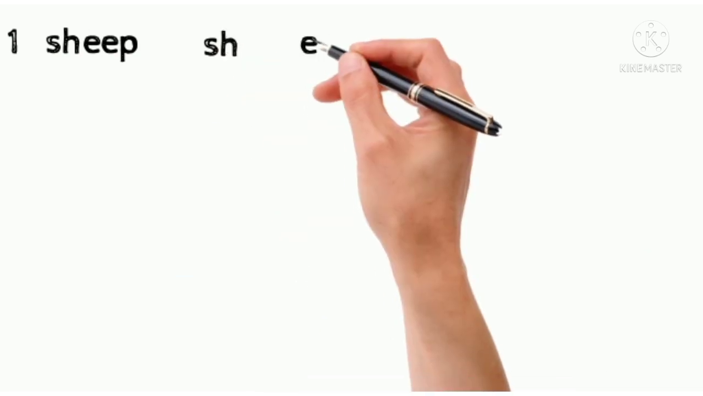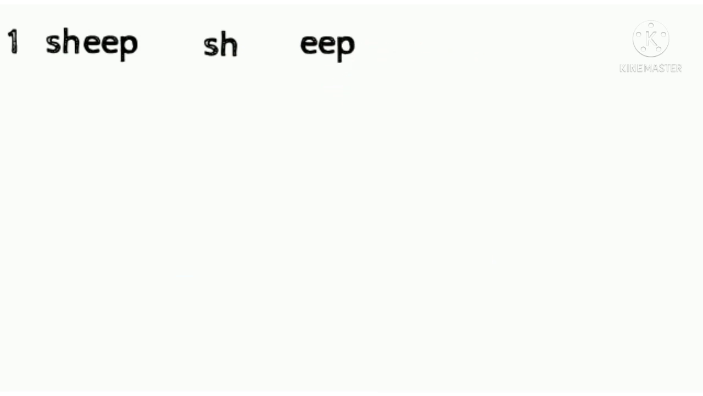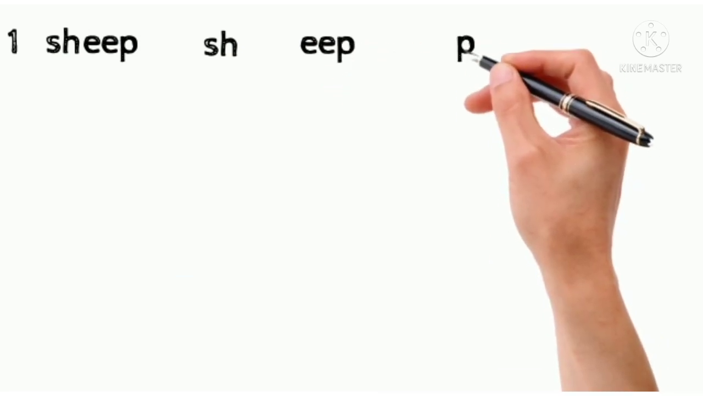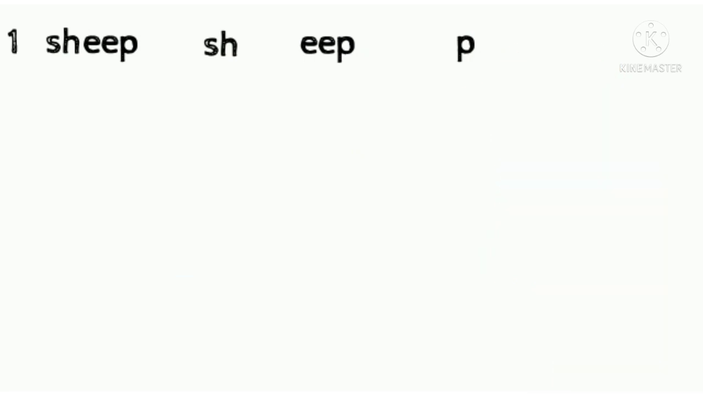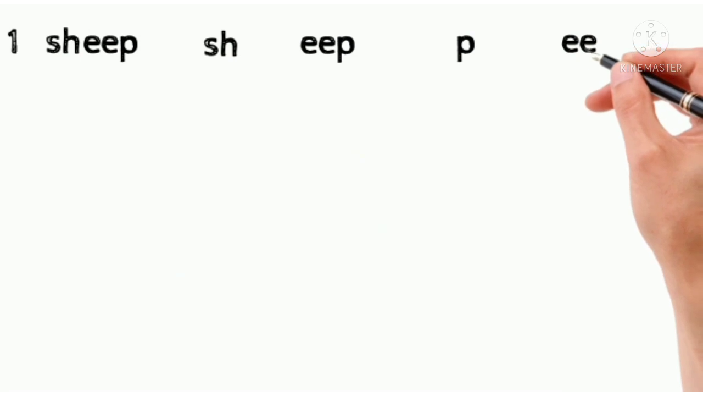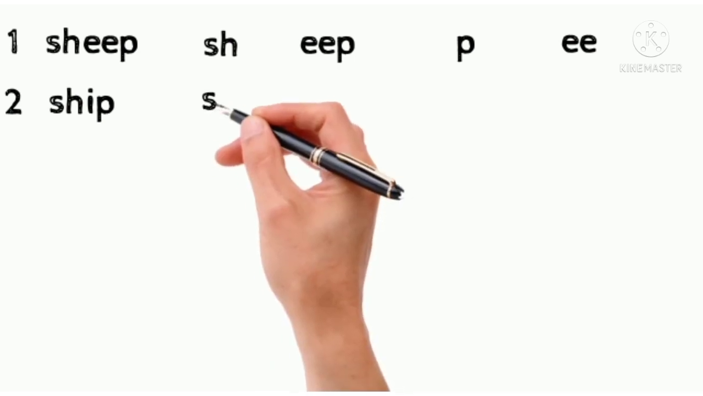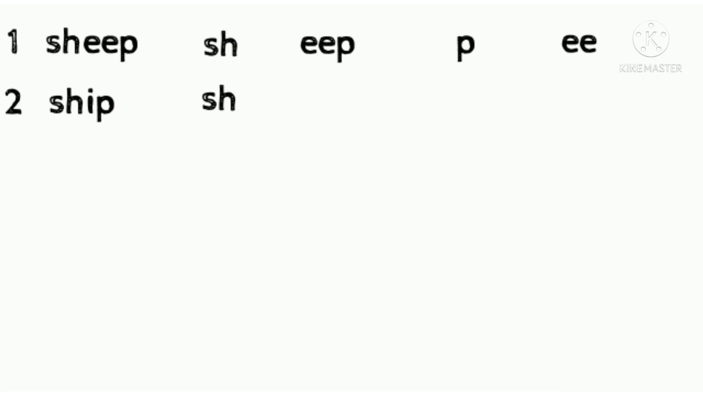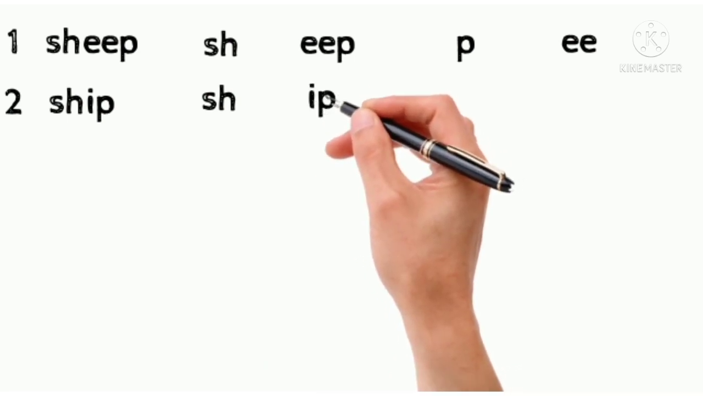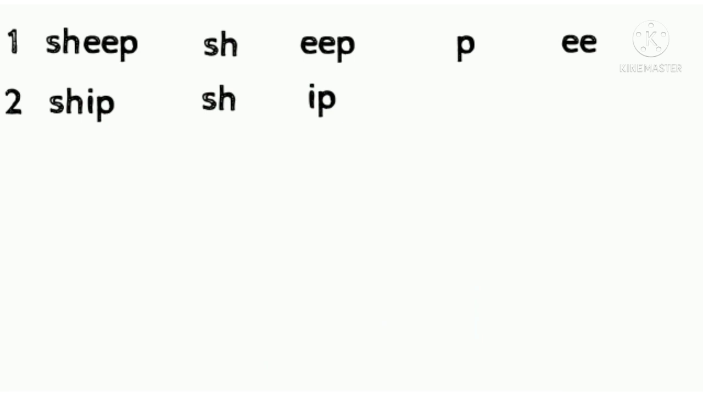The first word is sheep. If we cut sh, what remains there? Eep. Very good. And if we cut p, what remains there? E. That's nice. The first vowel sound is E. Why do we cut consonants? Because we deal with vowel sounds. Second is ship. In the same way, if we cut sh, there remains ip. Very good. You have to remember, I will call somebody to answer. And if we cut p again, what remains there? I sound. Very good.